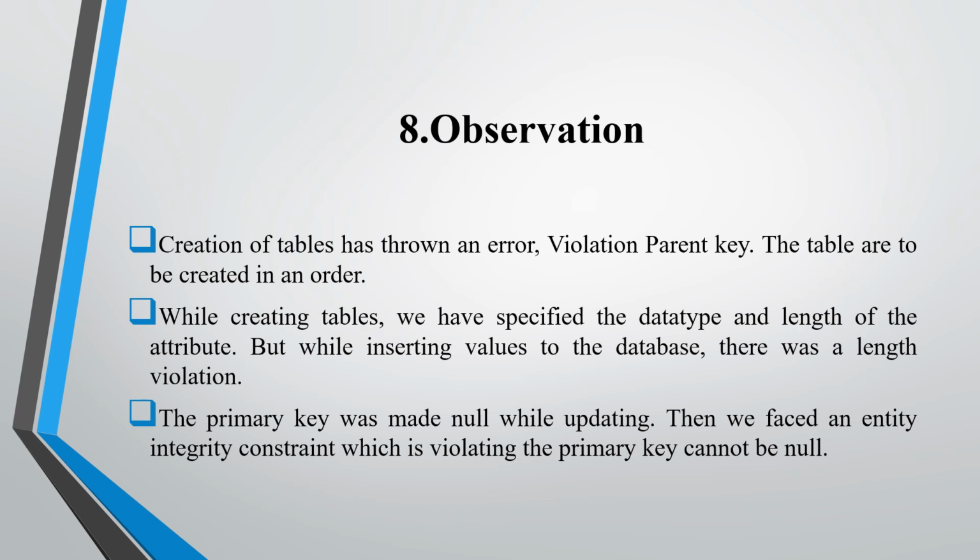The next is the observation for our project. While creating the tables, we got a number of errors like parent key violation. So the tables are to be created in order. While creating the tables, we have to specify the data type and the length of the attribute. But while inserting, there was a length violation and the primary key was made null while updating. Then we faced an entity integrity constraint violation, since the primary key cannot be null. So we faced some of these errors.